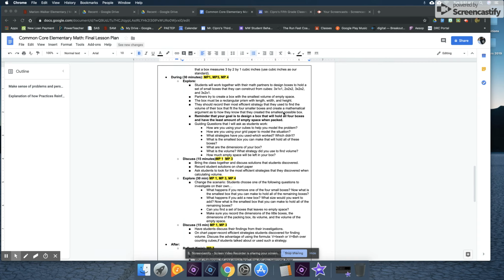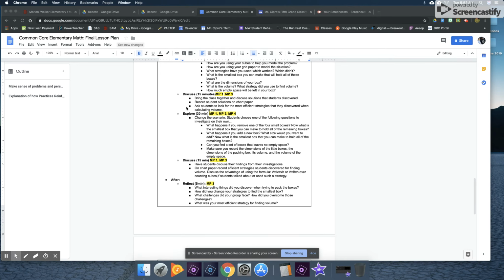They should record the most efficient strategy that they use to find the volume of their box that fits the 4 smaller boxes, and create a mathematical argument as to how they know that they created the smallest possible box. And then just a reminder that your goal is to design a box that will hold all 4 boxes and have the least amount of empty space when packed. They can be modeling this on their grid paper using Unifix cubes, or using their grid equations if they know the volume formula. These are some questions that I'll ask while I walk around and see how the students are working.